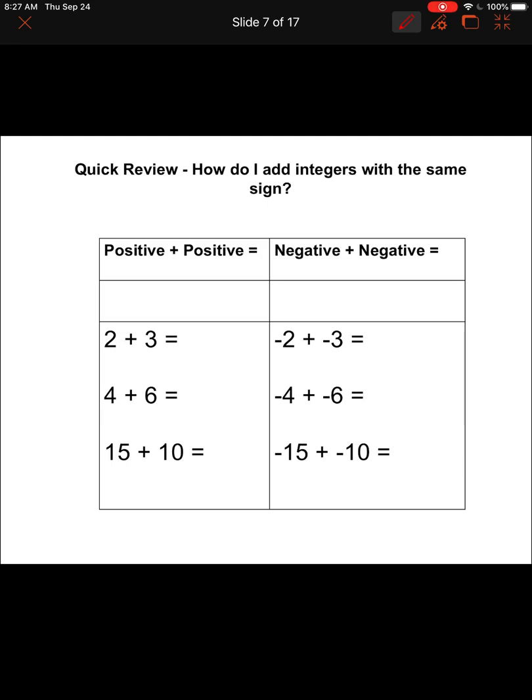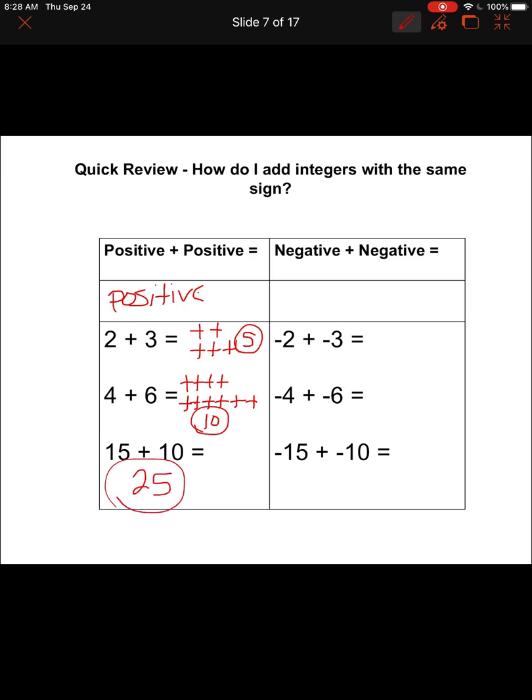So our rule for adding with same signs, a positive plus a positive is going to equal a positive. So if I have 2 positives, adding 3 more positives, my answer is +5. If I have 4 plus 6, 4 positives, plus 6 more positives, my answer is going to be +10. If I have 15 plus 10, I'm not going to draw 15 positive signs and then 10 more positive signs. So I'm just going to add and then keep my sign, which I know is going to be positive.